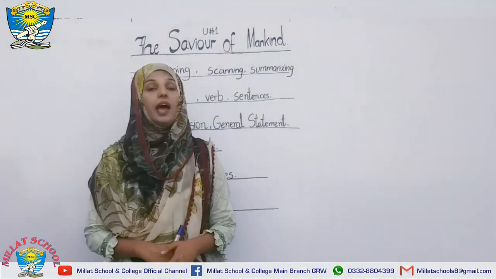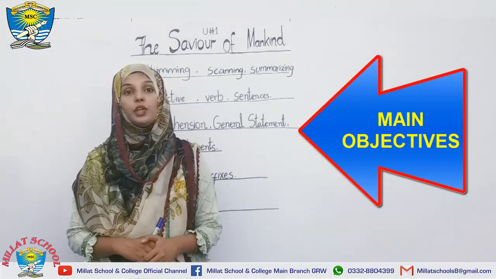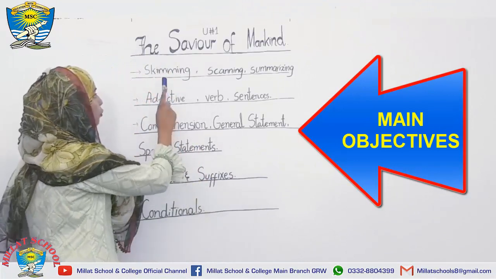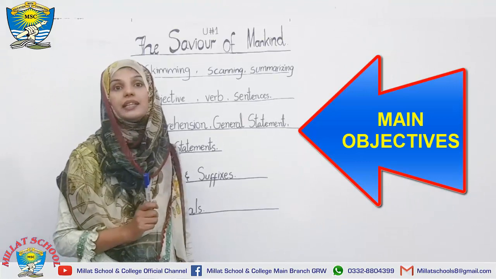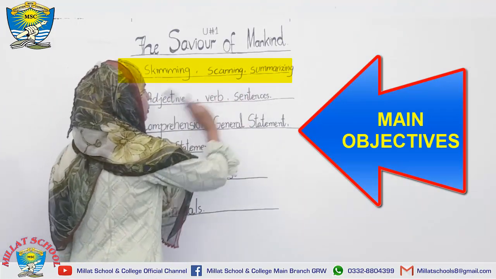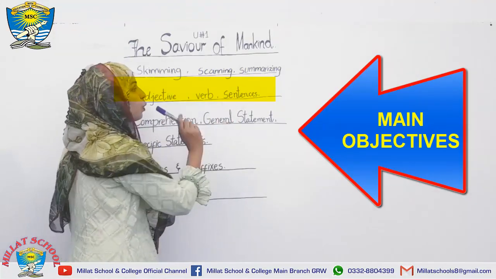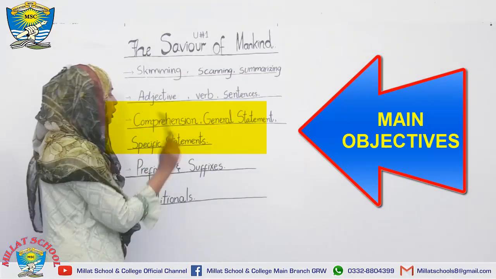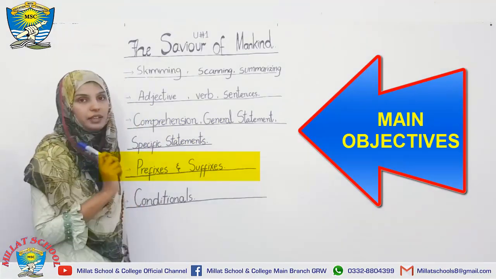Okay students, while reading this chapter, what are the main objectives you have to follow? The main objectives are over here. You have to follow these 5 techniques while you are going to read the complete chapter. You have to know what is skimming, scanning and summarizing. You have to pick out all the adjectives, verbs and sentences from all the passages. You have to know the comprehension details from all the passages. You have to know about the prefixes, suffixes and the conditionals also.